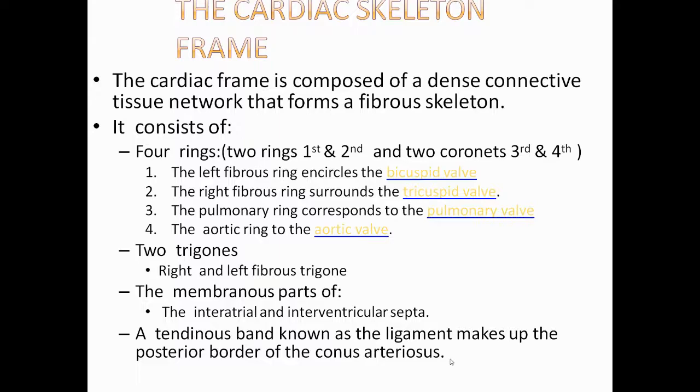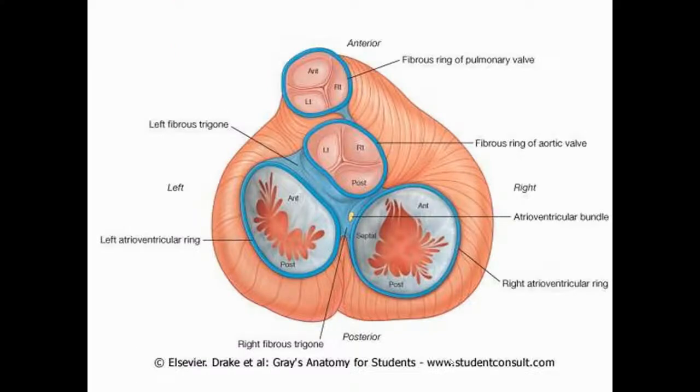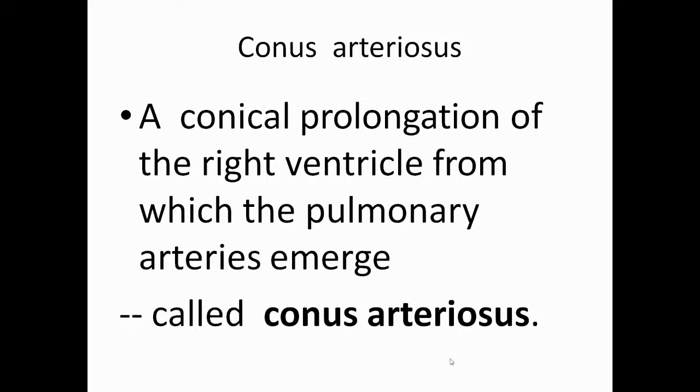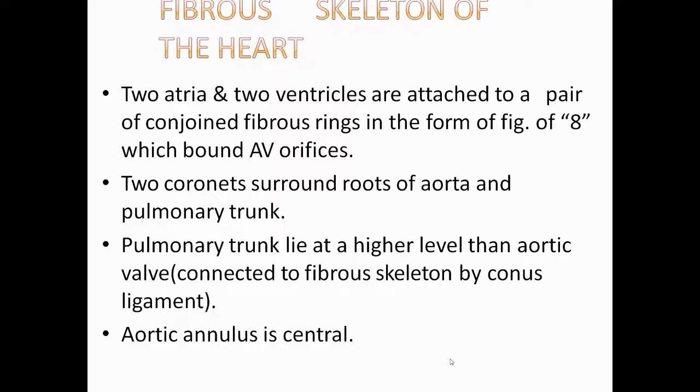These are the right and left fibrous trigones, and the membranous part of the atrial and interventricular septa, and a tendinous band known as the ligament makes up the posterior border of the conus arteriosus. So these are the fibrous rings that surround the valves, and you can see this very clearly here. The conus arteriosus is the conical prolongation of the right ventricle from which the pulmonary artery emerges.